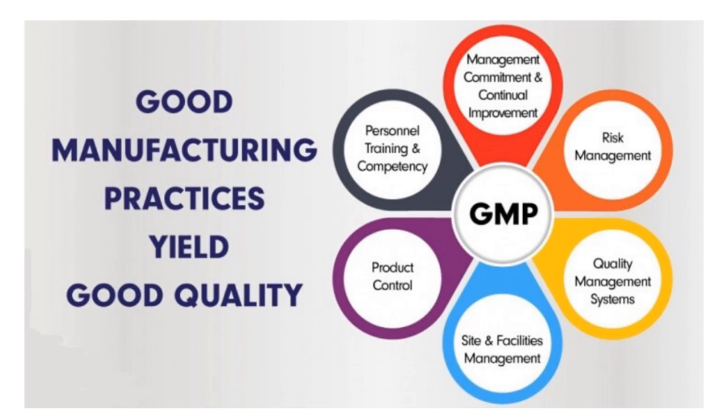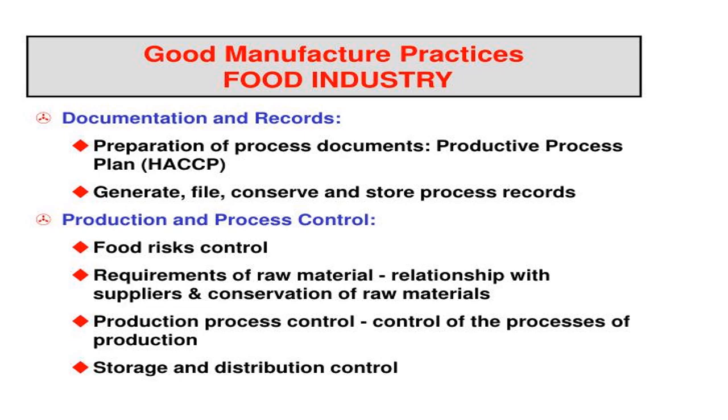We will see the different aspects of it, like personnel training and competency, management commitment and continual improvement, risk management, quality management systems, site and facilities management, and product control. So these are different aspects through which the GMP can be implemented in any food industry or dairy industry. Here we will understand in a little more detail the good manufacturing practices in food industry in general.